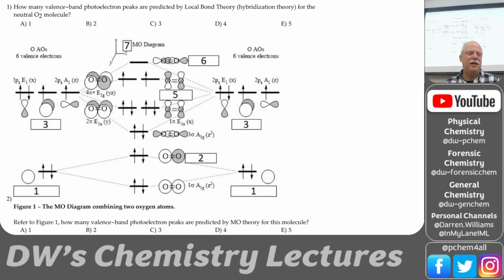Okay, so up here at the top, how many valence band photoelectron peaks are predicted by local bond theory? So for the O2 molecule. So let's just draw the straight Lewis dot structure for O2. And so what we're doing is local bond theory. The question is how many types of electrons are there?